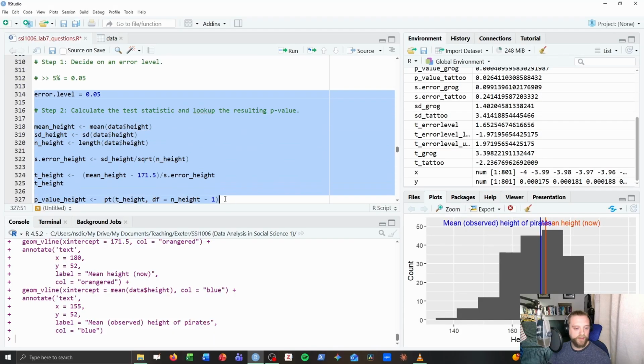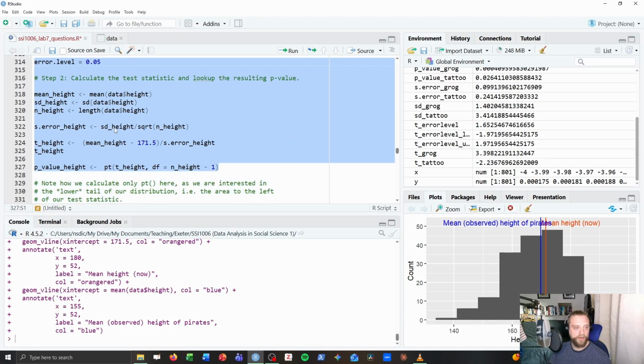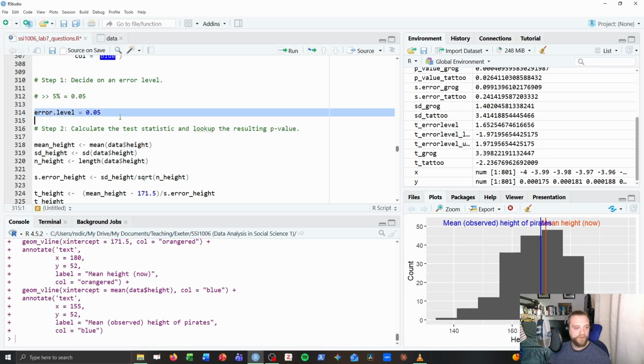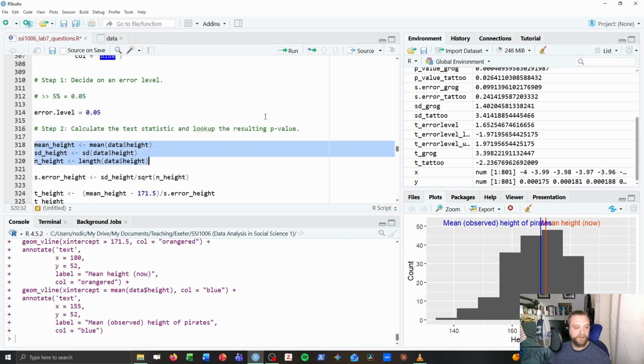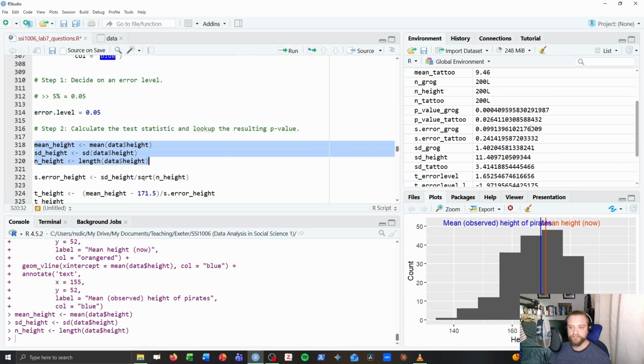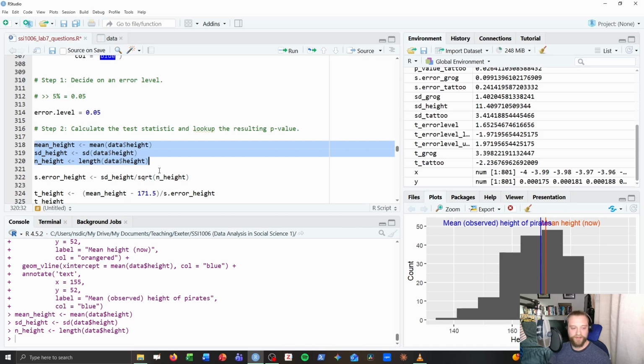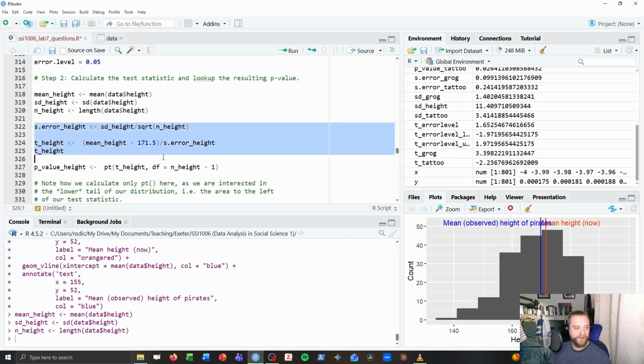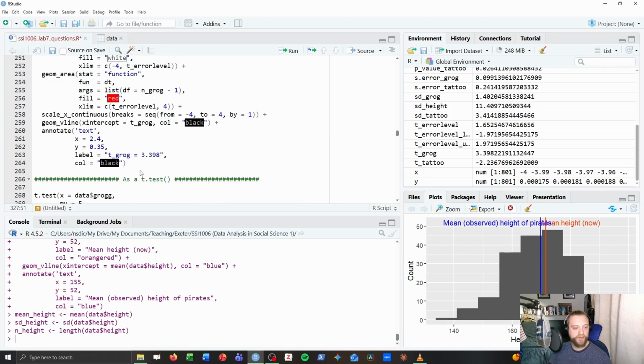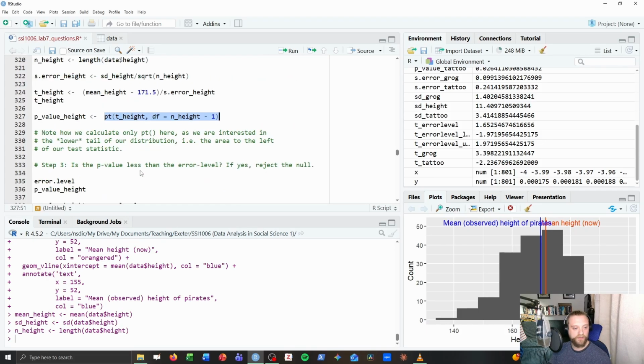And again, all of our calculations for this are going to be exactly the same. So mean, a standard deviation, and an n. This is getting a little messy. We've got lots of these in here now. A standard error leading to a t statistic plugged into our PT. And as you can see, the only difference here is rather than 1 minus PT, it's just PT.